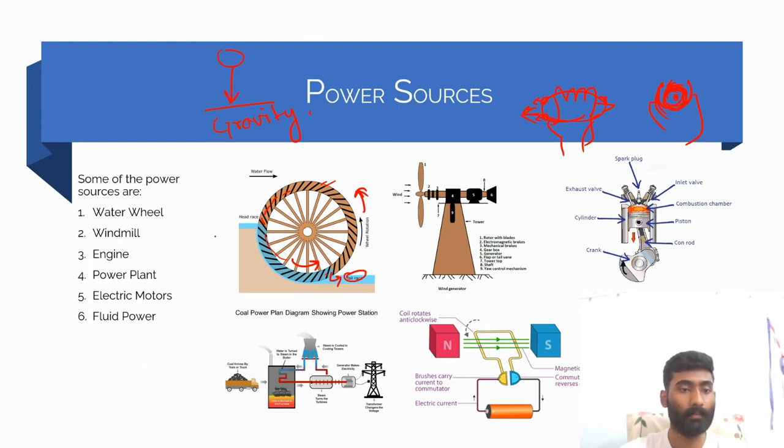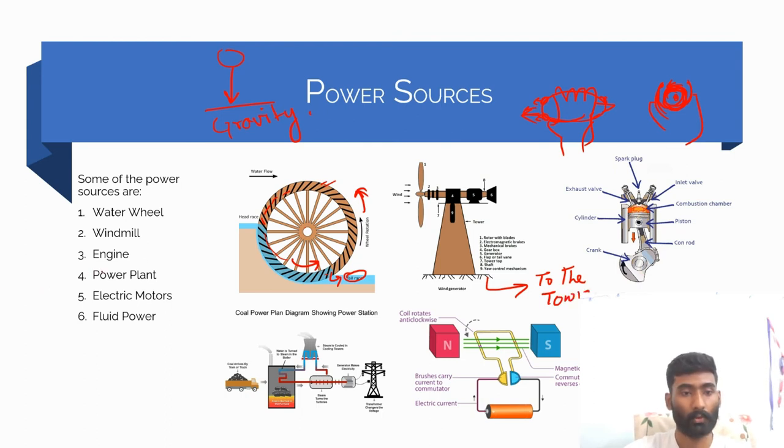Okay, the second one is the windmill. What is a windmill? A windmill, or you can say wind turbine, is a mechanical device which generates electricity with the help of wind. Wind is a natural source, as is water. How? It's the same principle, but instead of water, it's wind. It rotates, it generates electricity, supplies to the town. Let's go to the town.